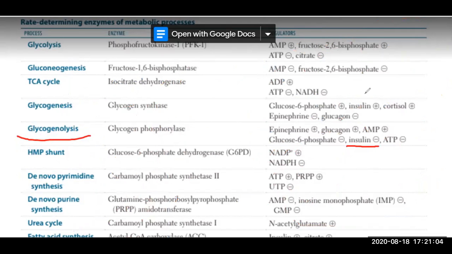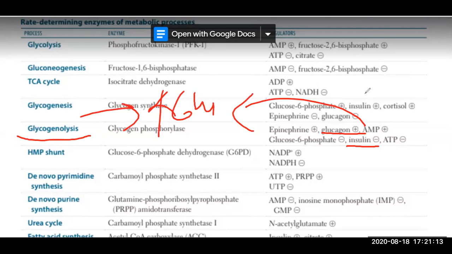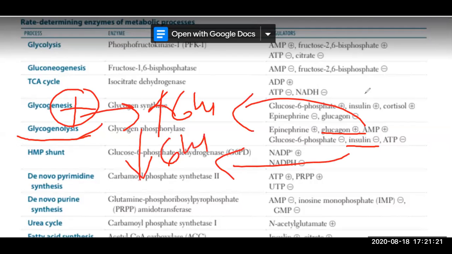Insulin minus, glucagon plus. Glucagon is making more glucose. Glycogenolysis is making more glucose. So glucagon will trigger this cycle. But insulin is decreasing the glucose levels in your blood, and when your insulin is more in quantity, it will inhibit this cycle, glycogenolysis. Okay, so these are the concepts.